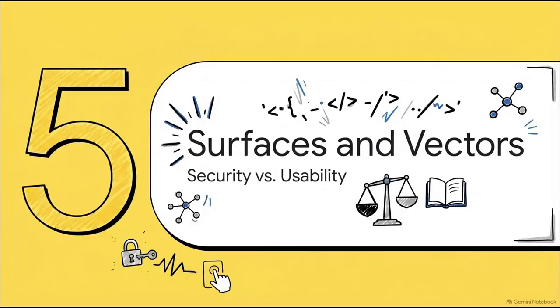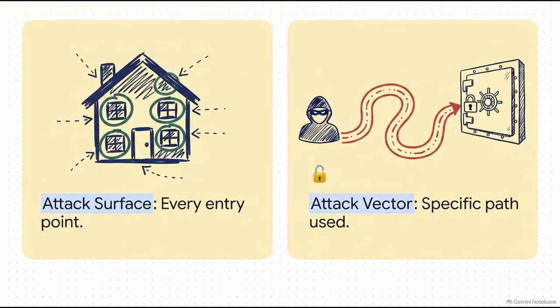Moving on to Section 5, Surfaces and Vectors, and the classic battle of security versus usability. Let's see how this builds on our house analogy. We need to clearly distinguish between an attack surface and an attack vector. Your attack surface is basically the total sum of all possible entry points into your digital shop. It is every single door, every window, the mail slot, the chimney, whether they're currently locked or unlocked. Now, the attack vector is the specific route the attacker actually takes. It's the one specific unlocked window they finally choose to climb through.